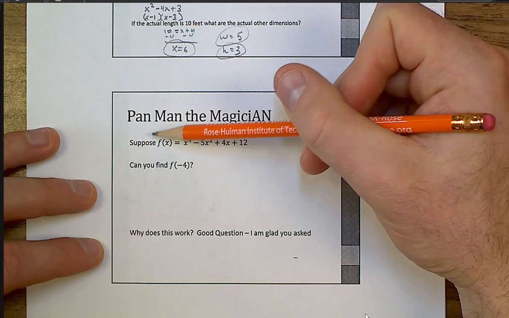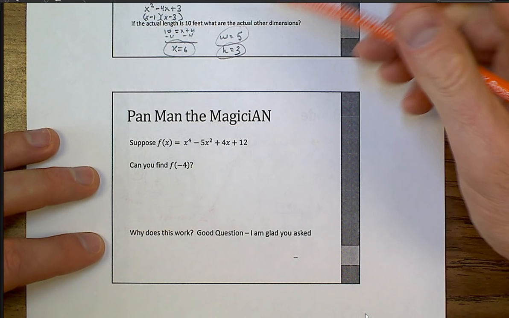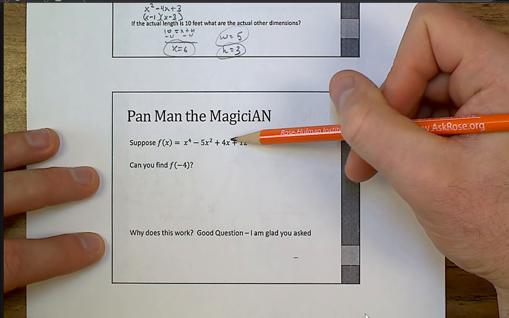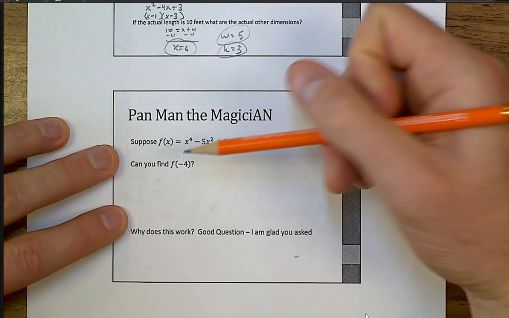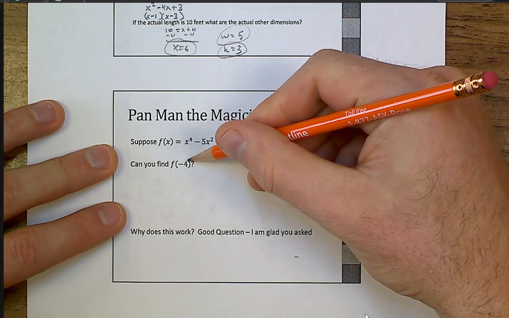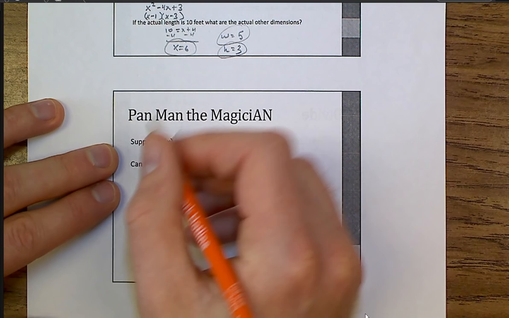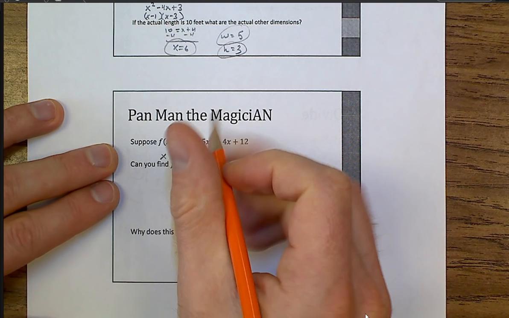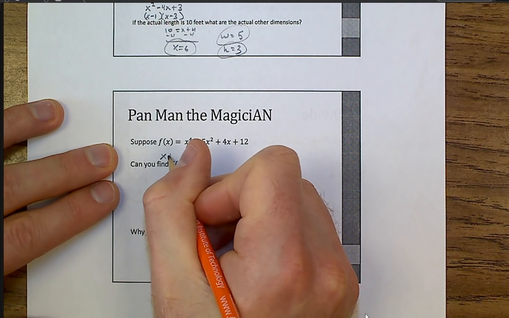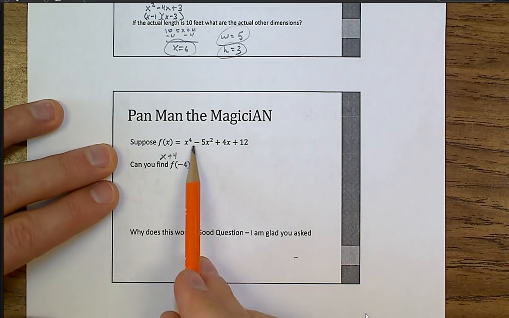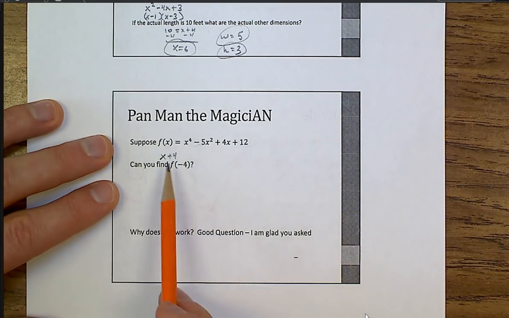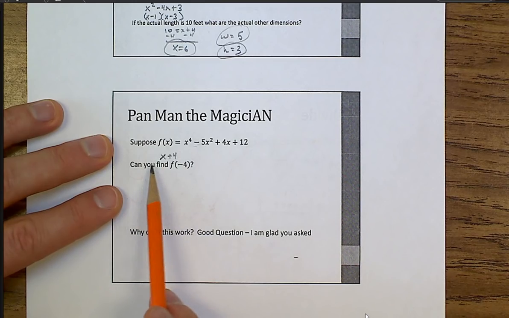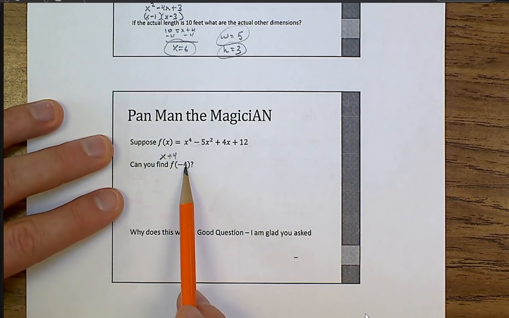Suppose you have f of x equals x to the 4th minus 5x squared plus 4x plus 12. It says, can you find f of negative 4? Now, this is a little bit different, right? Because we're used to saying something like, is x plus 4 a factor of this? And we would use synthetic division. But they can ask it to you in another way. They can just say, hey, test to see if negative 4 is the 0, right?